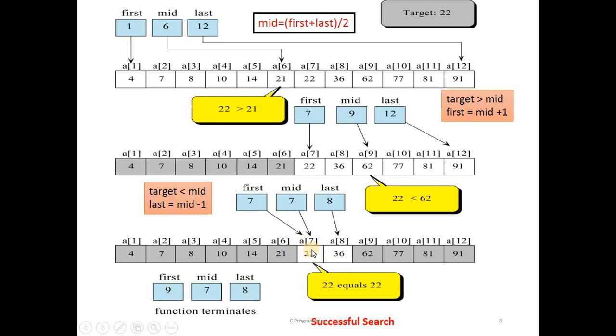At the 7th index I got 22. So 22 is equal to 22, and I will announce a successful search.